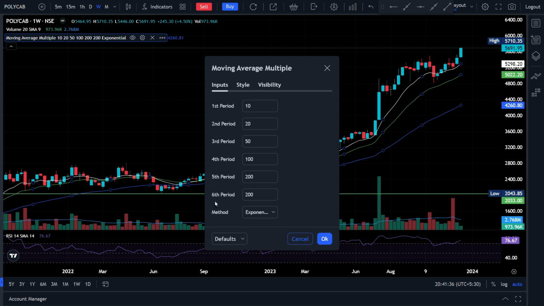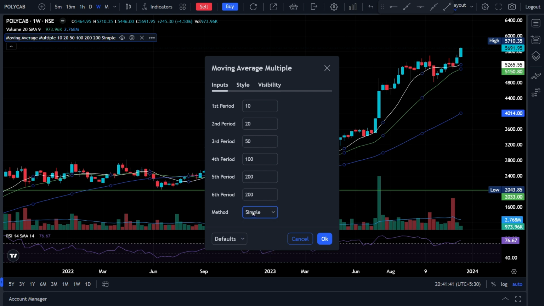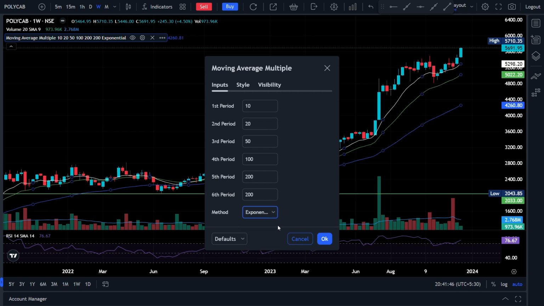These are the settings. The main thing is that in this method option, we have to choose exponential. By default, it will be chosen as simple moving average, and we have to change it to exponential. The difference between them will be clear once I explain to you what moving averages actually are.